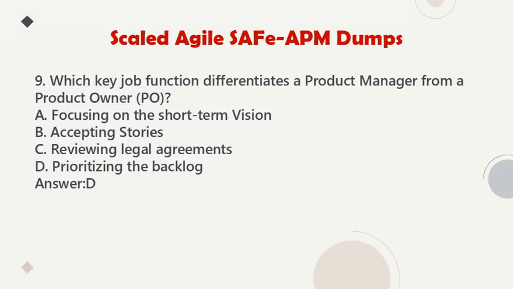9. Which key job function differentiates a product manager from a product owner, PO? A. Focusing on the short-term vision. B. Accepting stories. C. Reviewing legal agreements. D. Prioritizing the backlog. Answer. D.